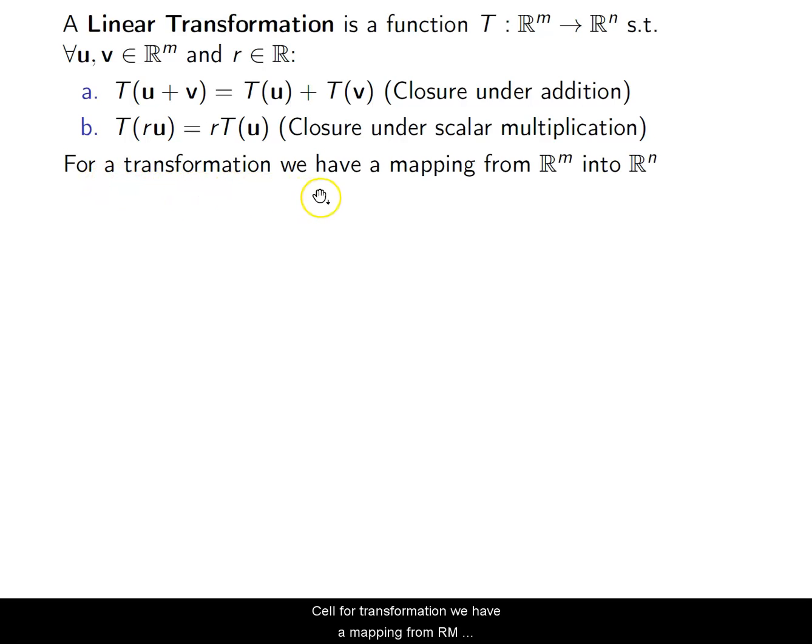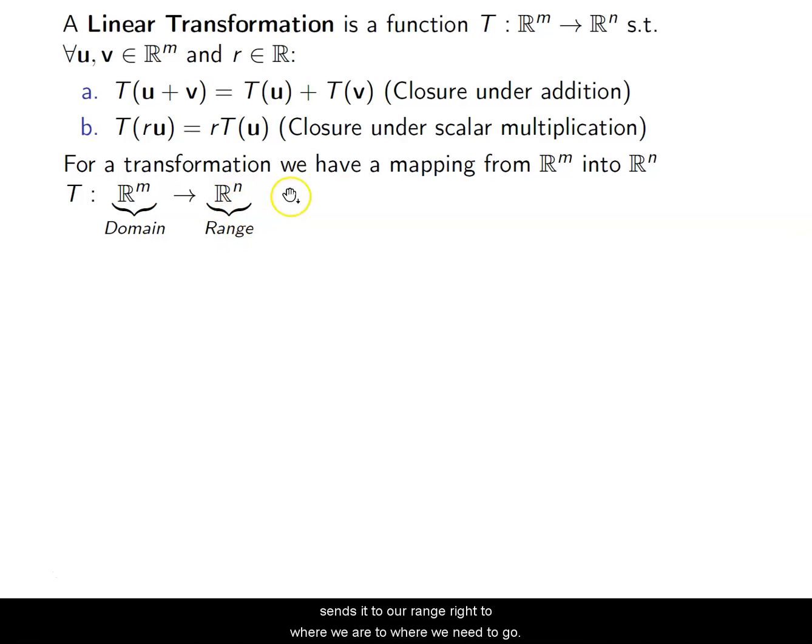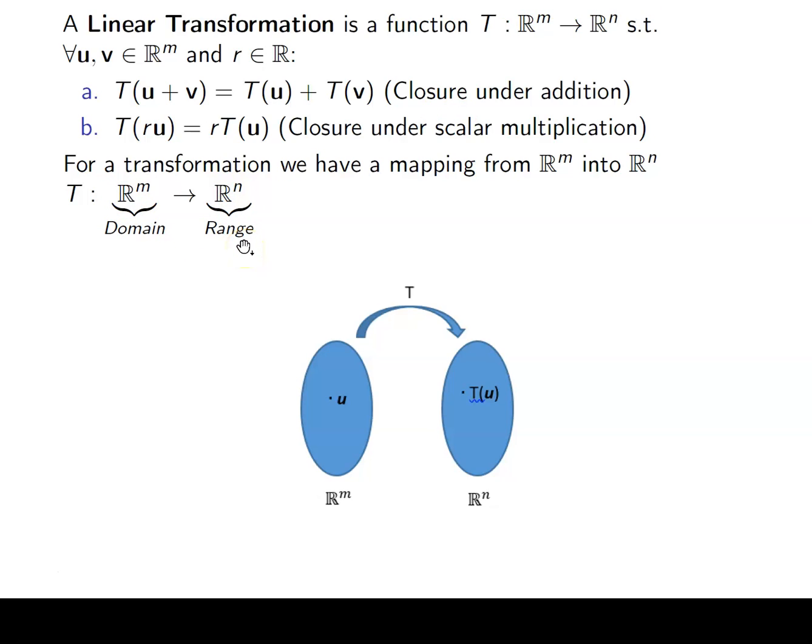So for a transformation, we have a mapping from Rm, from where I'm at, into Rn, where I want to go to, right? So again, just think about these things as functions, and you should be used to what it is that we're going to be doing here, because we have a domain and we have a range. Our transformation takes something in the domain and it sends it to our range, right? So where we are to where we need to go, right?